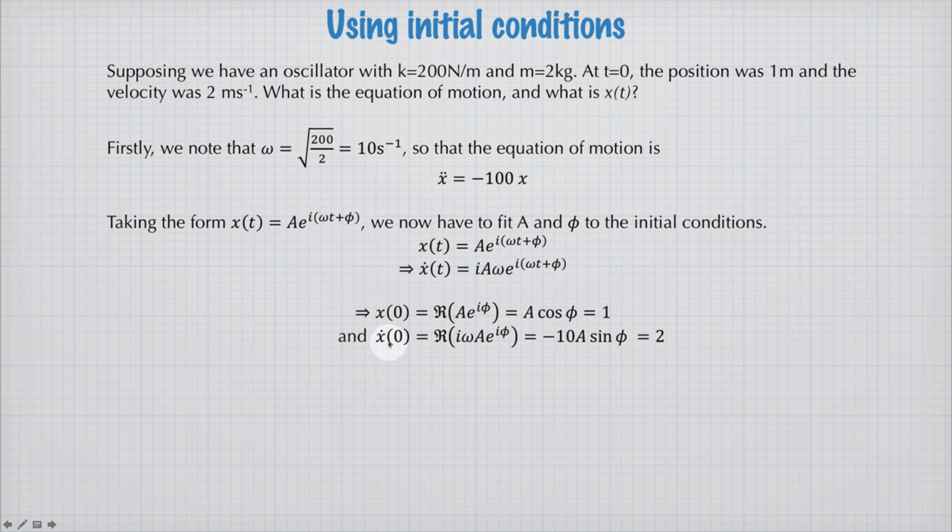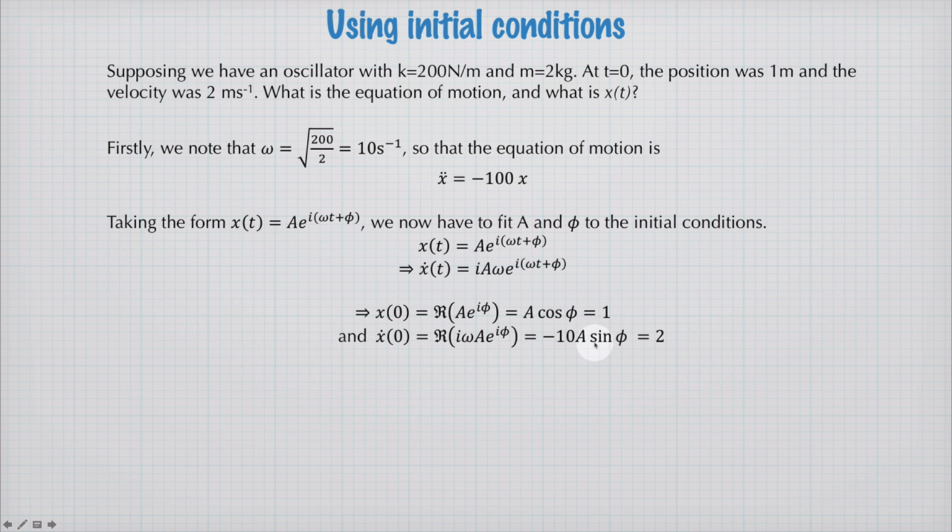At time equal to 0, the velocity is given by the real part of all of this. Now, i times e to the i phi, the real part of that: well, the i here will multiply the i sine phi in e to the i phi, so we'll get a negative sine phi as the real part of this thing here. So substituting in the value for omega, we find the real part of this is negative 10 A sine phi. That's the initial velocity, and that's equal to 2. So these two things here are simultaneous equations. We can solve for A and for phi.